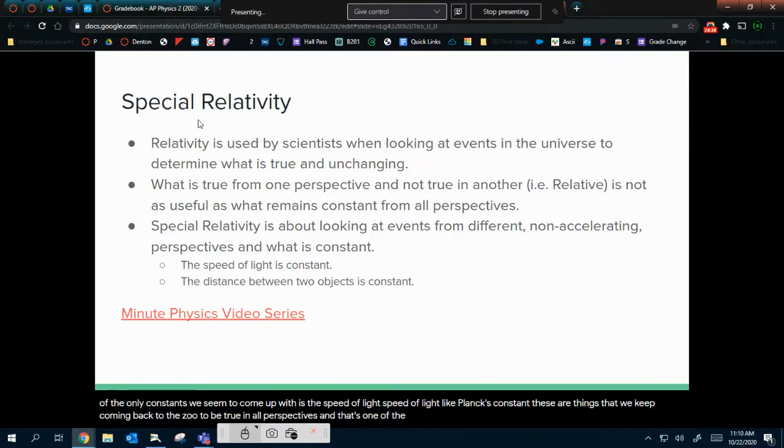And that's one of the biggest things about special relativity, is that when you look at it from different non-accelerating perspectives, remember this has nothing to do with acceleration, the speed of light is always constant, and the distance between the two objects appears to be constant.